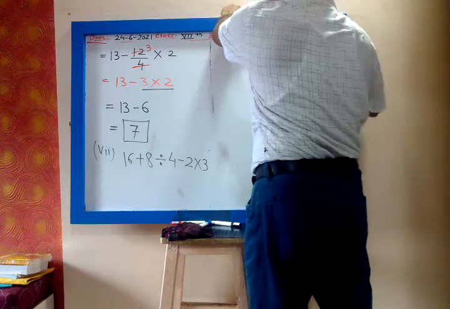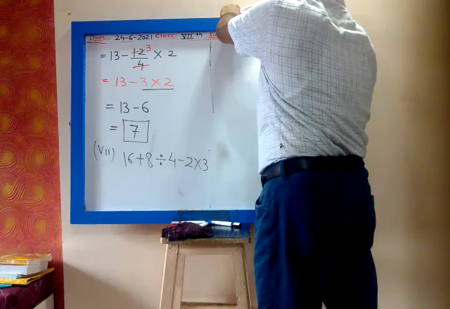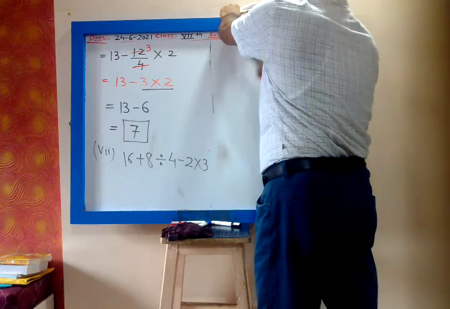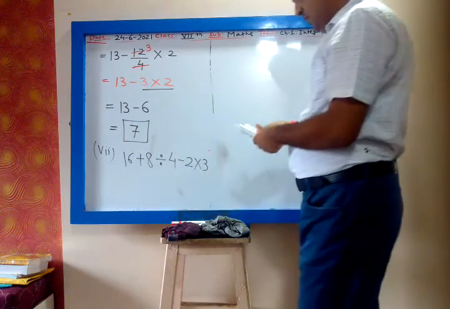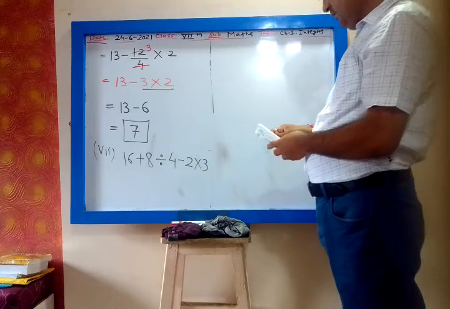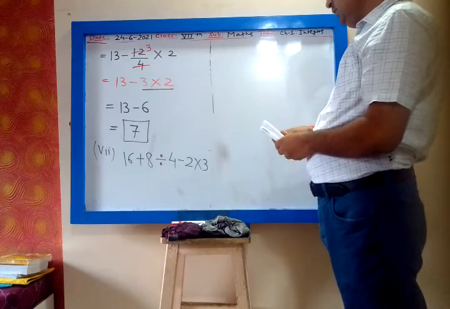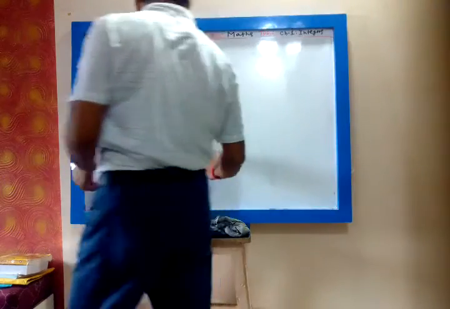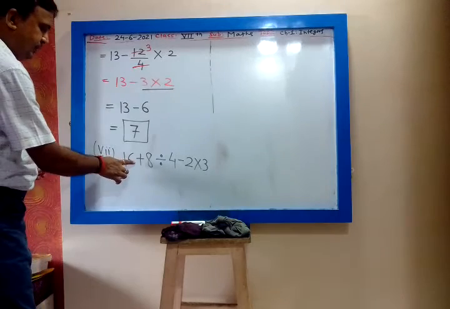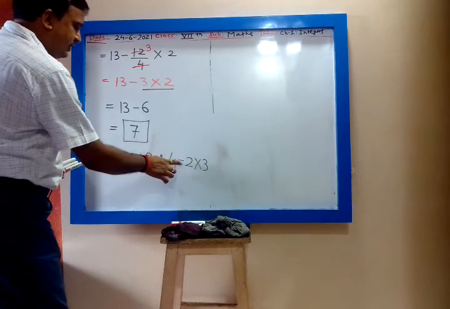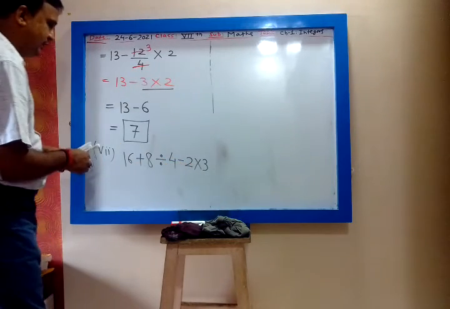16 plus 8 divided by 4 minus 2 into 3. So which is to be performed first in this? You have plus sign, you have division sign, you have subtraction sign, you have multiplication. So which is performed first?